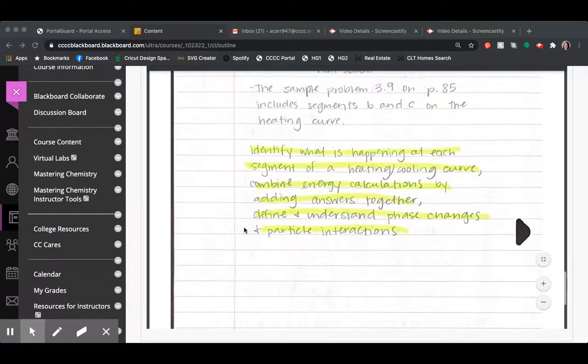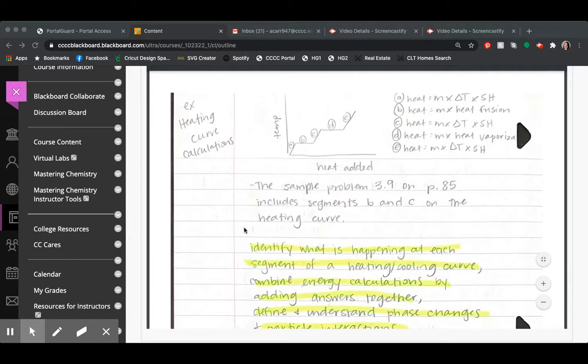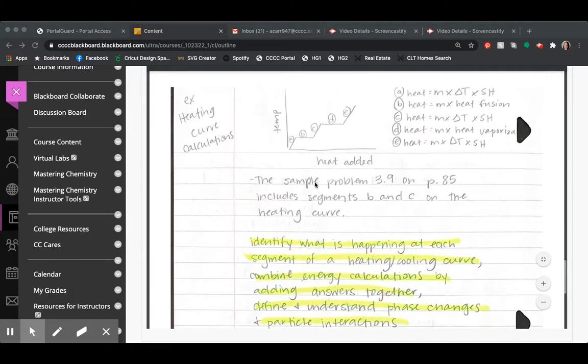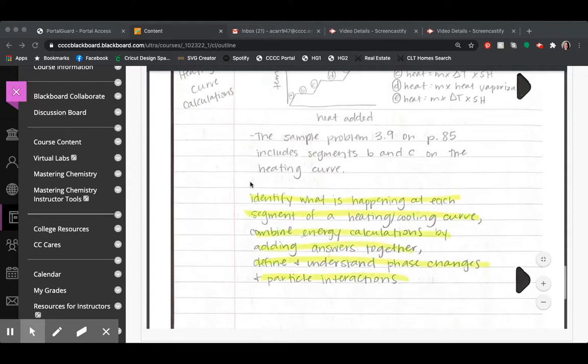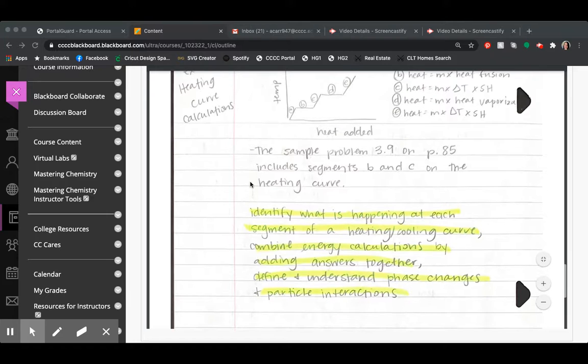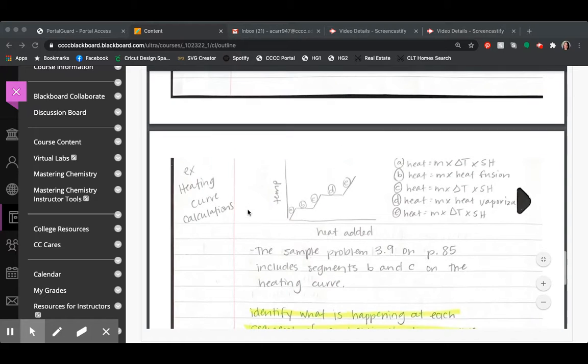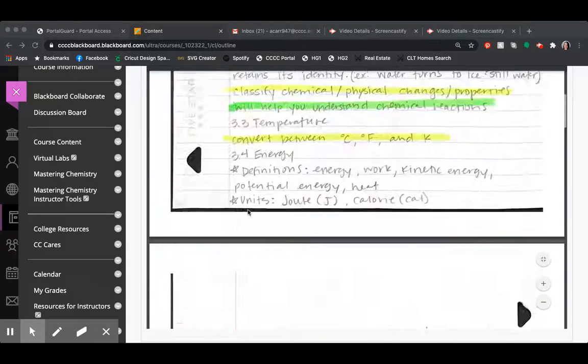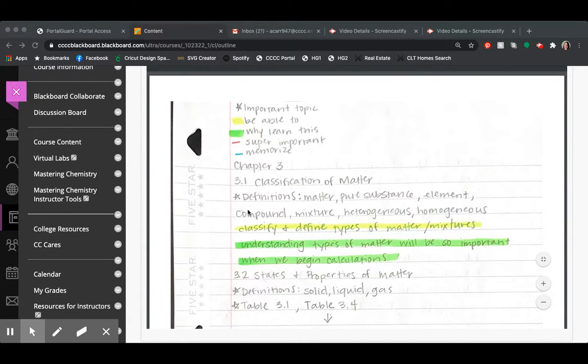All right, and then for this section, all I want you to be able to do is identify what's happening at each segment of a heating or cooling curve. A cooling curve is just this, but backwards. Combine energy calculations by adding answers together, and define and understand phase changes and particle interactions. And that is it for chapter 3.